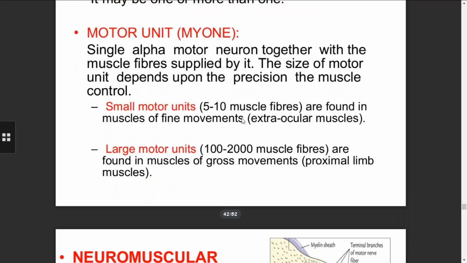Small motor units are found in the extraocular muscles, which need precise movement. Five to ten muscle fibers are supplied by a single alpha motor neuron. There are large motor units, with 100 to 200 muscle fibers supplied by a single alpha motor neuron, found in the muscles of gross movement, like proximal limb muscles. They cause rapid and forceful movement.